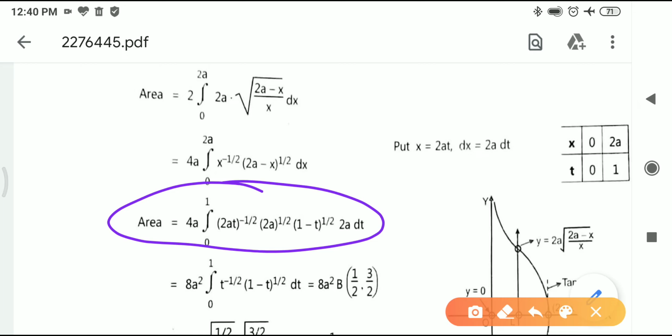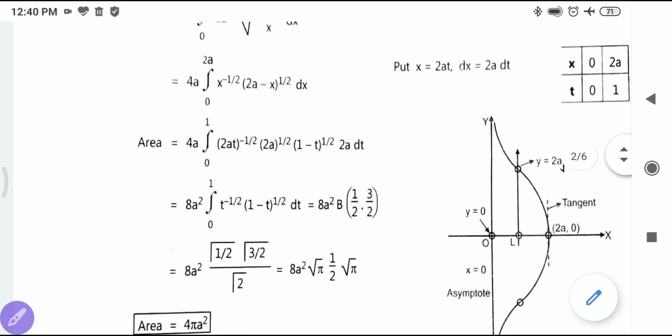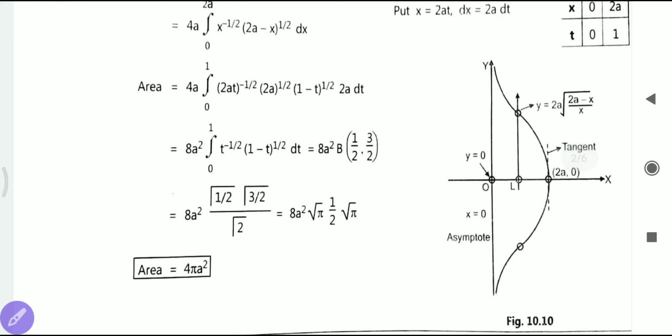When you simplify it, you are going to get 8a square beta of 1 by 2, 3 by 2. Now we know the beta gamma relation, beta m, n is equal to gamma m into gamma n upon gamma of m plus n, that we are using over here. So it will give you 8a square, gamma half is root pi, gamma of 3 by 2 is 1 by 2 into root pi, gamma 2 is 1 factorial, that is 1.